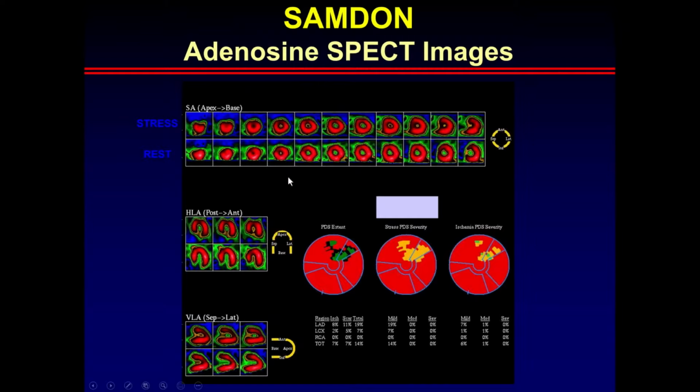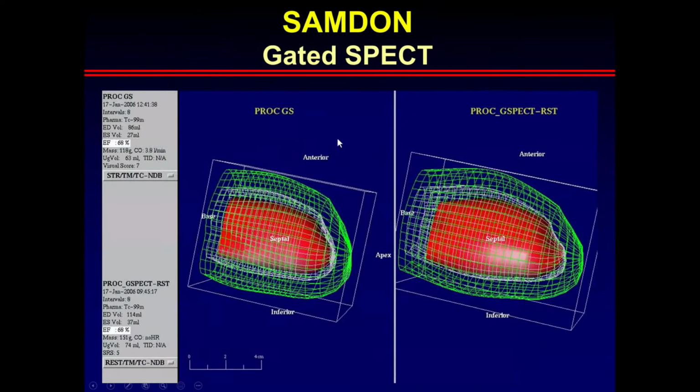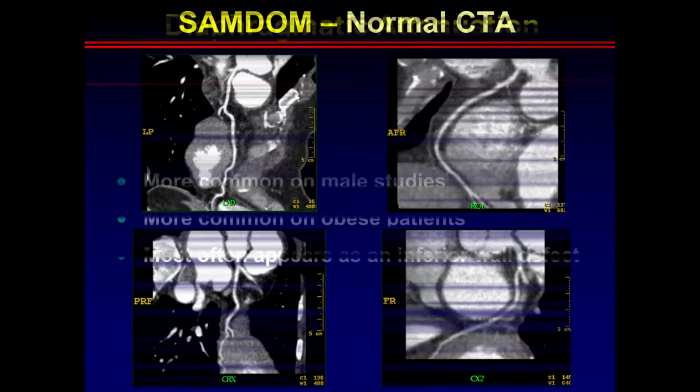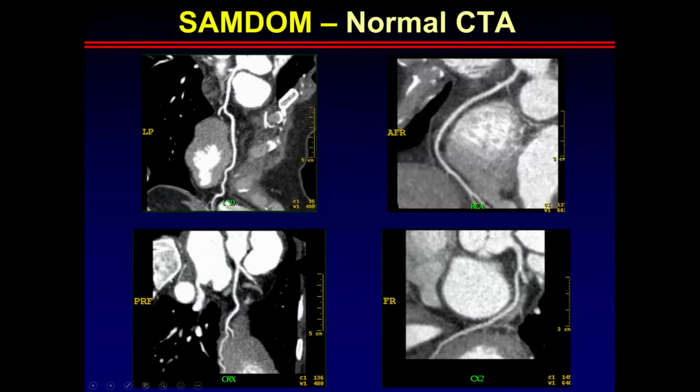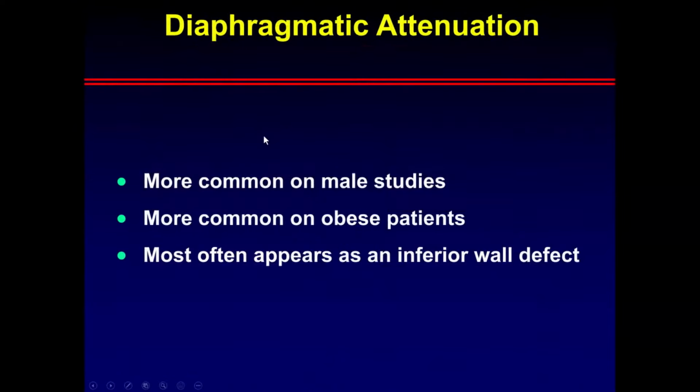This is called ischemic. But because we recognized the differences in breast positioning, we got a CT, and the CTA was totally normal coronary arteries. So again, it's important to be cognizant of this. Diaphragmatic attenuation is more common in male subjects, more common in obese subjects, and most often occurs in the inferior posterior walls.